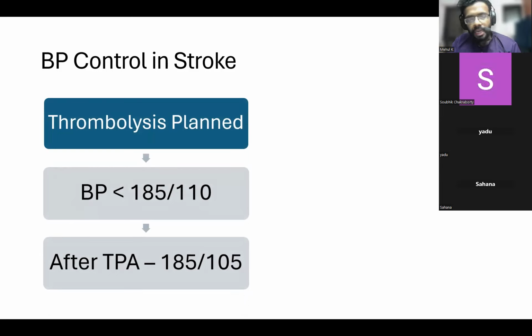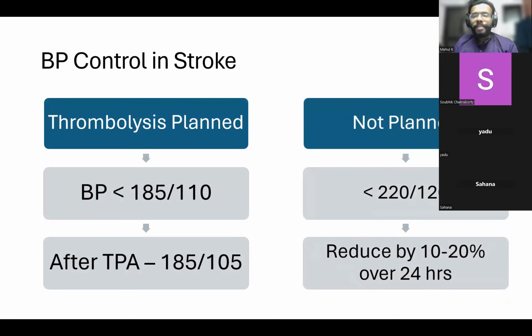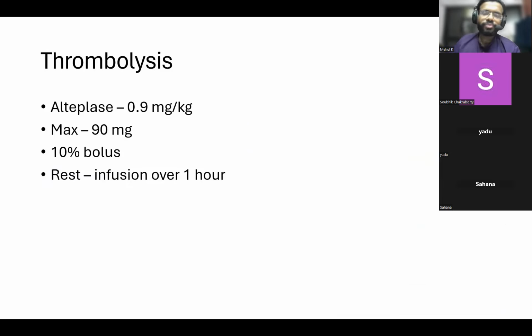So if thrombolysis is planned, again, the BP cutoff is 185 by 110. After thrombolysis, you go for 185 by 105. A little bit different, but at least keep this ballpark in mind if thrombolysis is planned. Generally, if you're going to control this, you have to give some IV medication. Don't try to control it with amlodipine. Amlodipine will take like 12 hours to act. I'll tell you a secret: amlodipine is useless in the emergency department. Never write amlodipine stat. If thrombolysis is not planned, you can go up to 220 by 120 and reduce by around 10 to 20% over 24 hours.